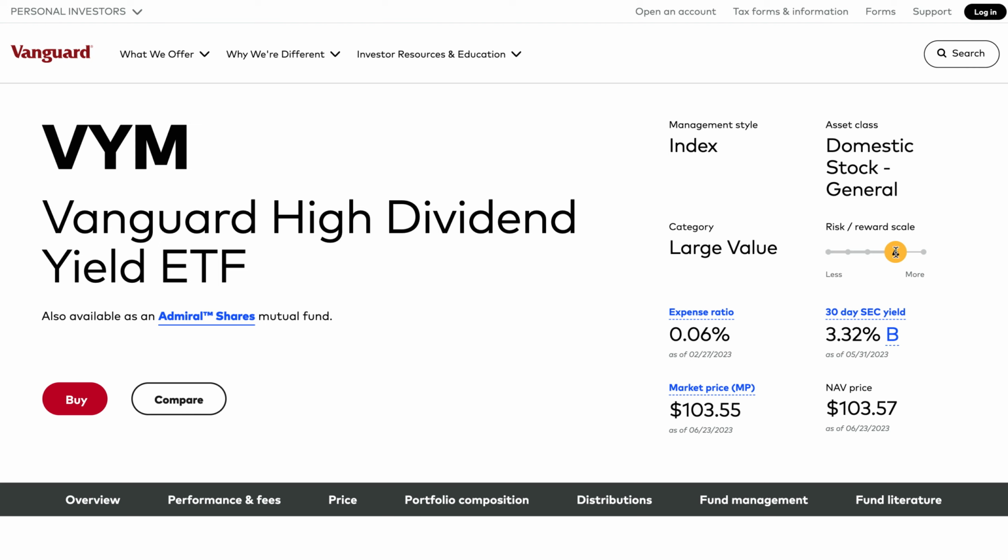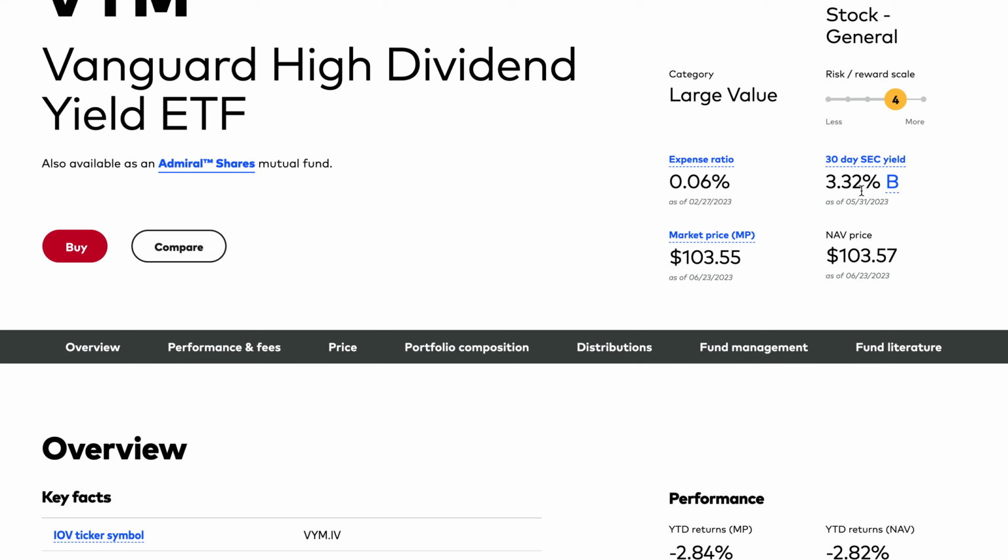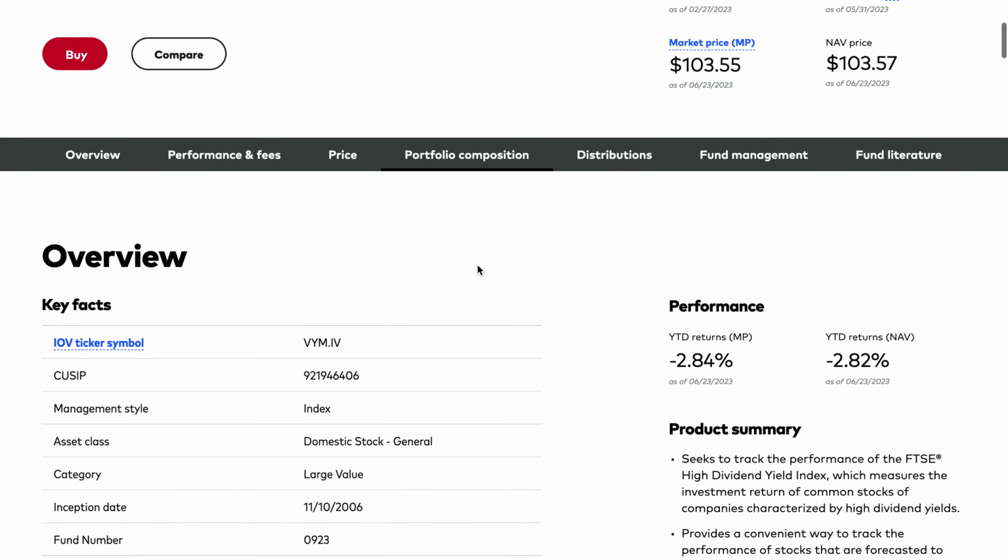So again, it's number 4 here on the risk scale. Expense ratio is the same as VIG, very low. Large value companies, so this is different. Large value companies and invest in stocks. You scroll down and you can see the yield here is a lot higher. It's basically double the other two ETFs that we looked at. It's 3.32%. So you're getting a 3.32% dividend yield. So it's a lot more dividend income coming into this fund.